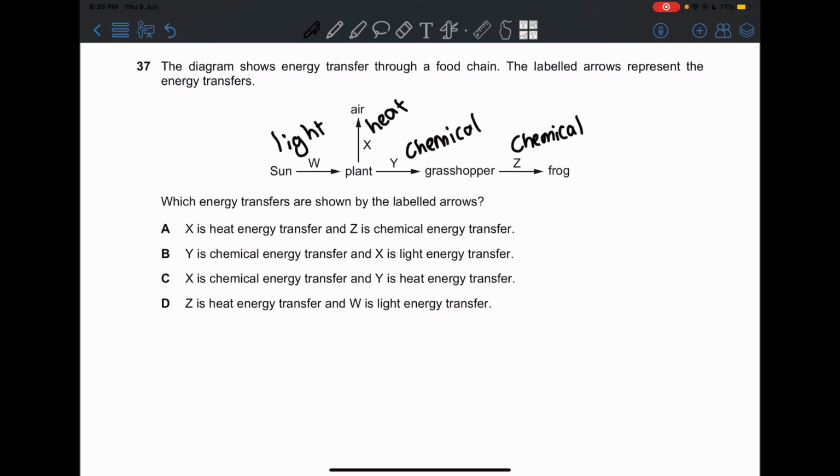Now, let's read the options. 37A says X is heat energy transfer and Z is chemical energy transfer. Well, this is correct because, as I said here, X is actually heat energy and Z is chemical energy as well as Y. So our answer will be A.